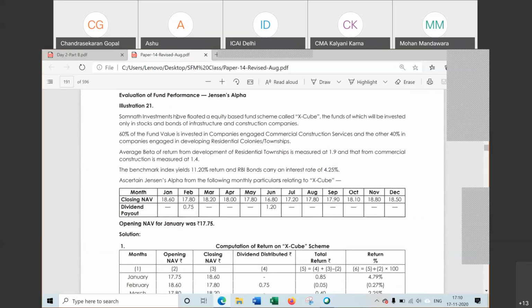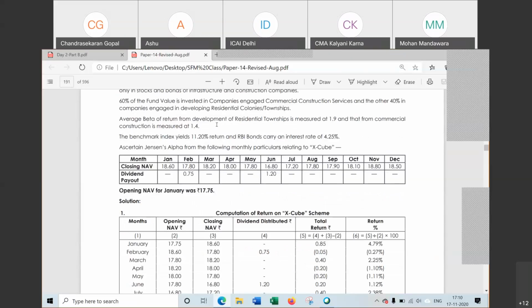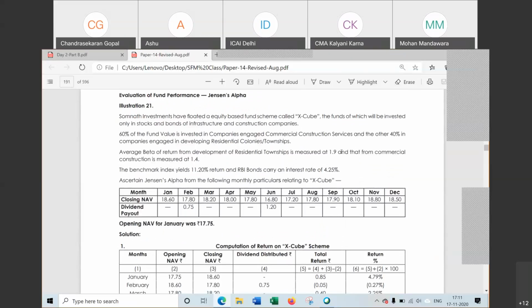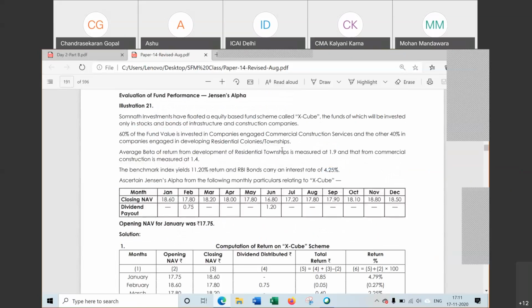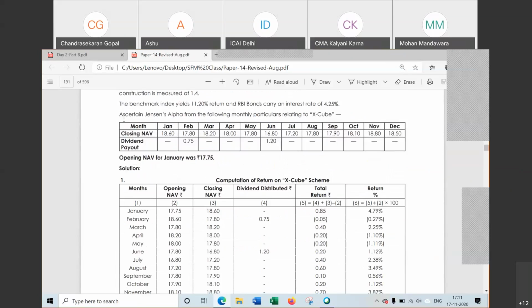Question 21. Somnath Investment have floated an equity-based fund scheme XQ, the fund of which will be invested only in stock and bonds of this company. 60% of fund value is invested in companies engaged in commercial construction and 40% in residential companies. Average beta for residential township is 1.9, and for commercial construction it is 1.4. Benchmark yields 11.2%, that is market return 11.2%, and RBI RF is 4.25. RF and RM are given, beta is given. Now we have to ascertain Jensen alpha.